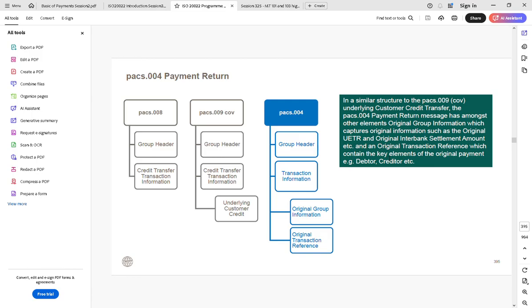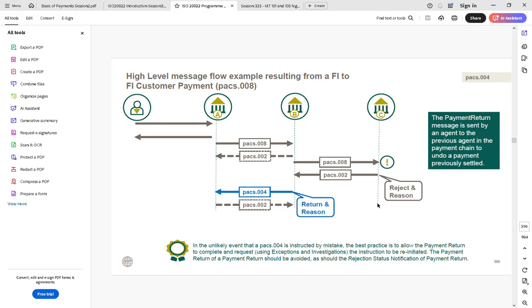So tomorrow we are going to learn PACS.004. I don't want to burden you with everything on the same day. So tomorrow we are learning PACS.004. Before that, you won't get a holiday. I want to explain something different now, apart from this. But are you clear till now? PACS.002, just the status message.